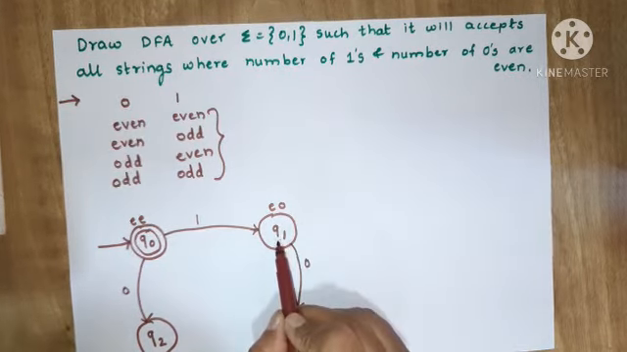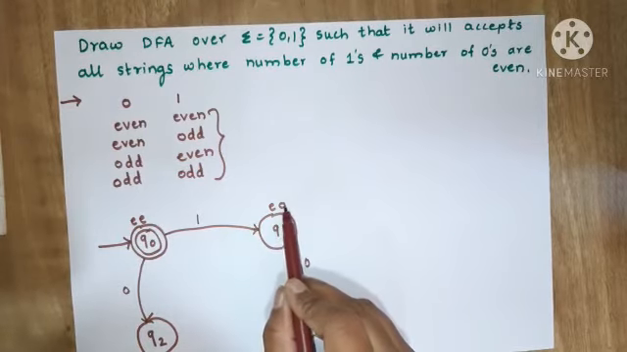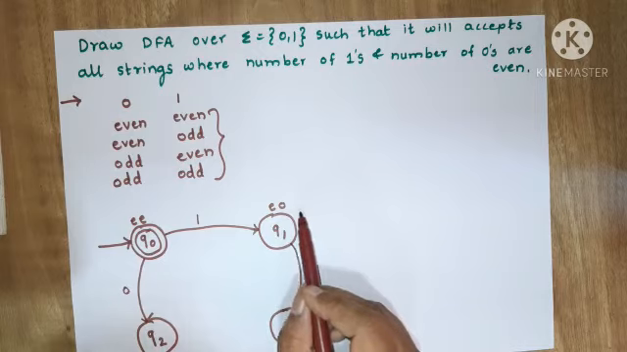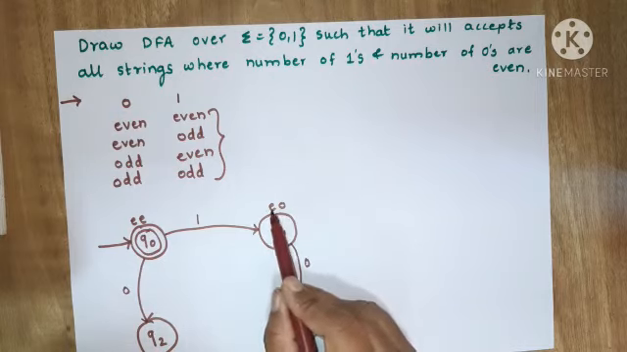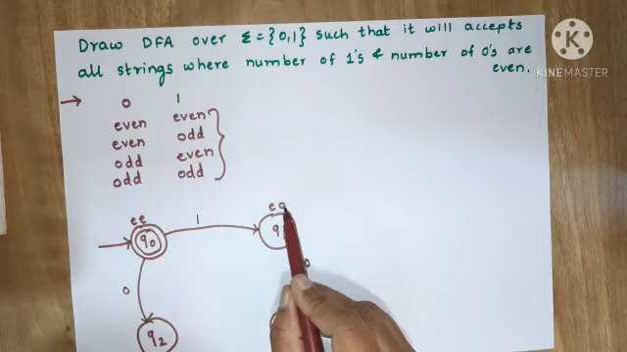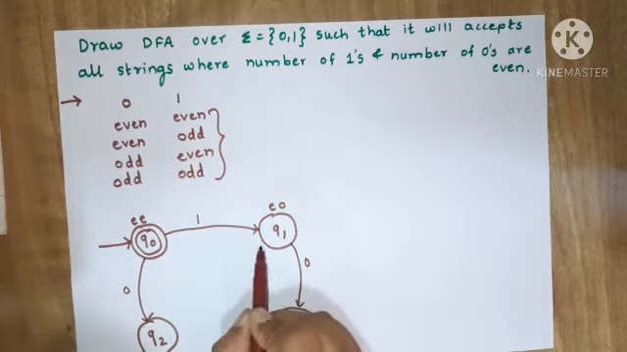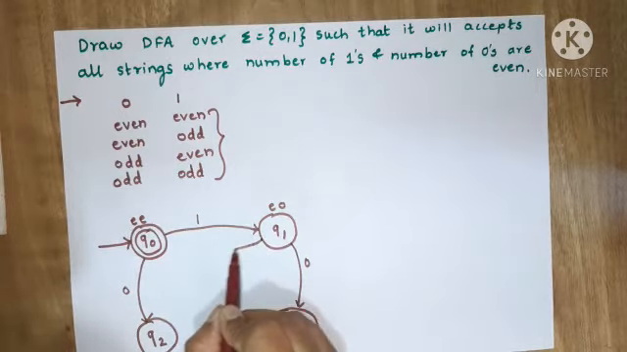In the Q1 state, the number of ones is odd. If I get one more 1, my number of ones will become even, and my number of zeros is already even. So for 1, I will go to a state which is even even.